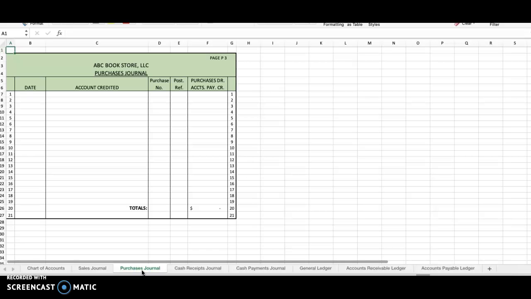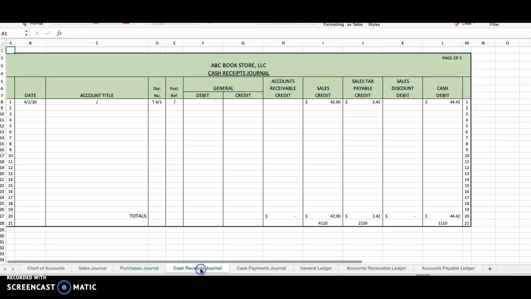We also have a purchases journal. We also have a cash receipts journal, and this does have one entry, and this is cash sales. And again, the sale in this case was $42. We had to add the sales tax, and the total amount that we received, because this was a cash sale, is $44.42. So we don't need an account or a customer's name here, so we use the slash.